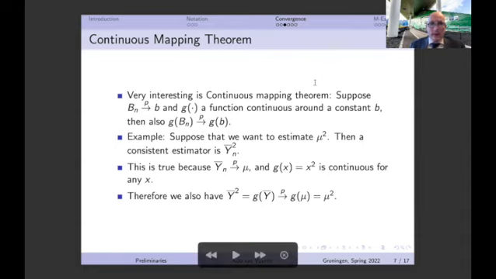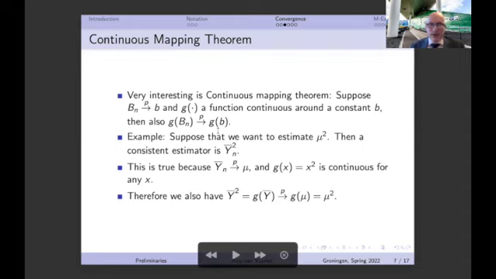What does it say? Well, it says that suppose that a particular random sequence Bn goes in probability to B, and there is a g function that is continuous around a constant b, then it is also the case that g evaluated in Bn, take into account that this is a random sequence because Bn is a random sequence, so g evaluated in Bn is a random variable. More in particular, it's a random sequence. That random sequence then is going to converge in probability to g evaluated in B. This thing is, of course, not a random variable.